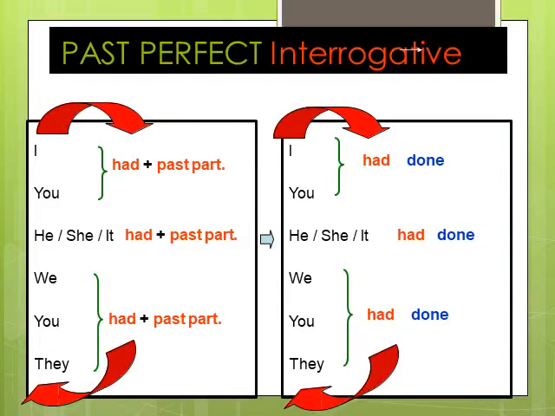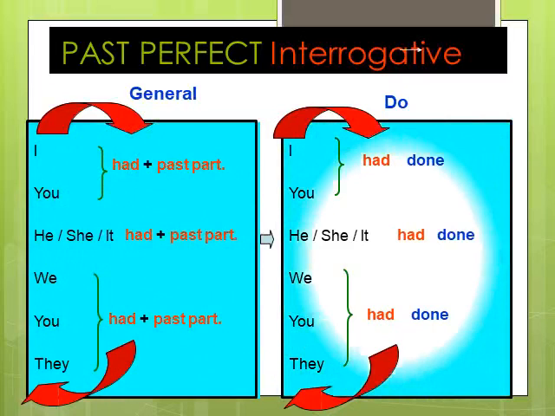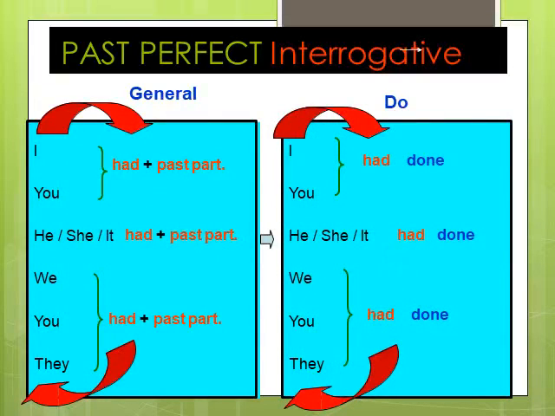Now let's read some questions. Had I or had you done? Had he or she or it done? Had we or you or they done? In a yes or no question, we start with had plus the subject plus done. It's the past participle of the verb do. Let's read some yes or no questions.